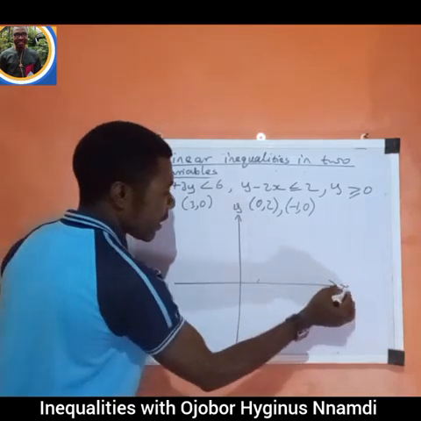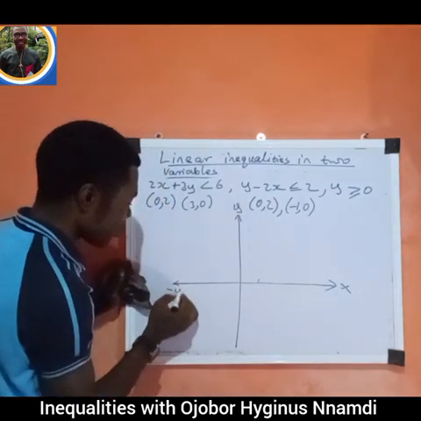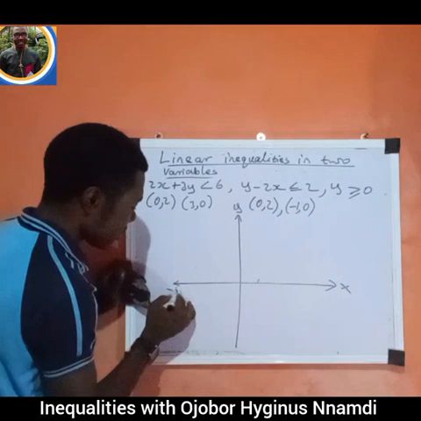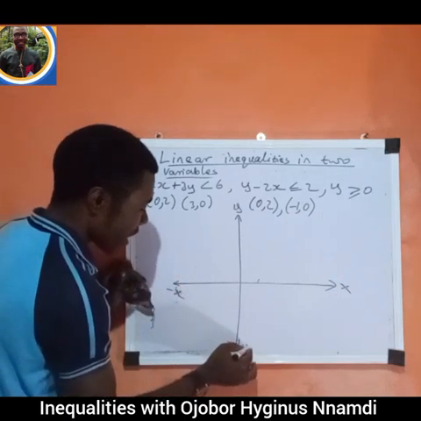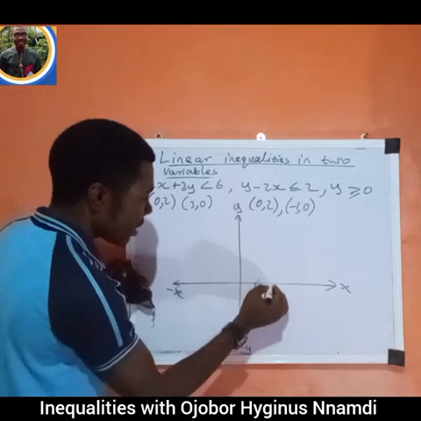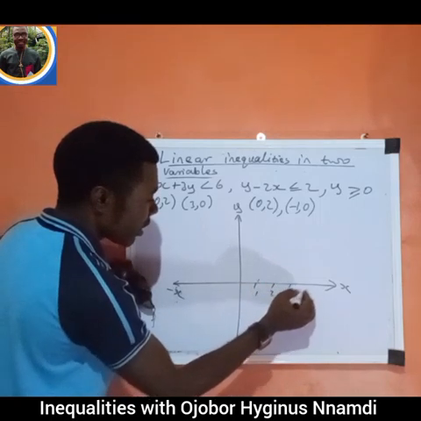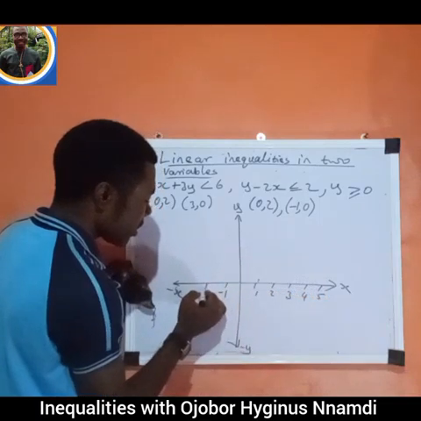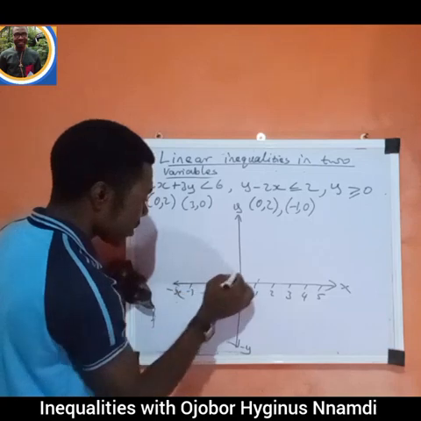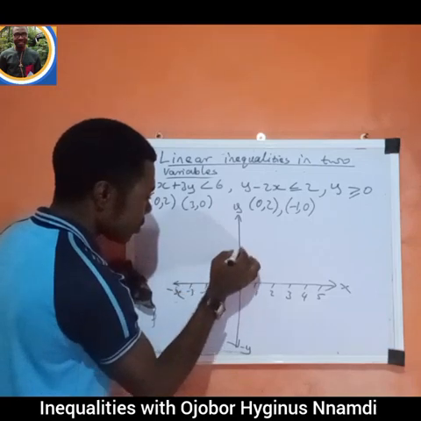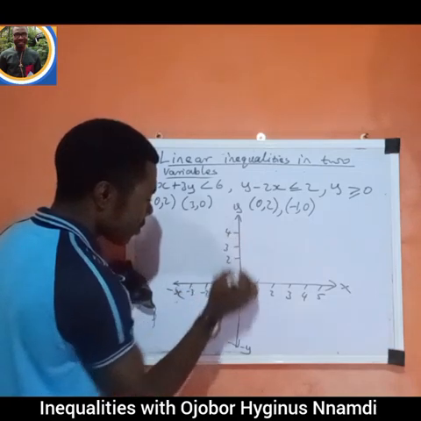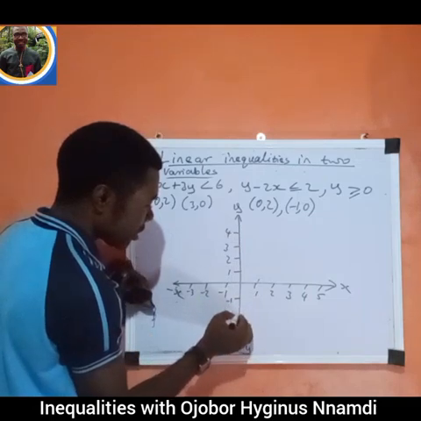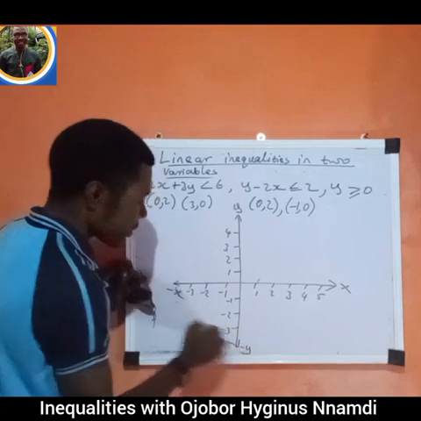Y, x, here is minus y, x, here is minus y. So I have 1, 2, 3, 4, 5, minus 1, minus 2, minus 3, then 1, 2, 3, 4, minus 1, minus 2, minus 3.